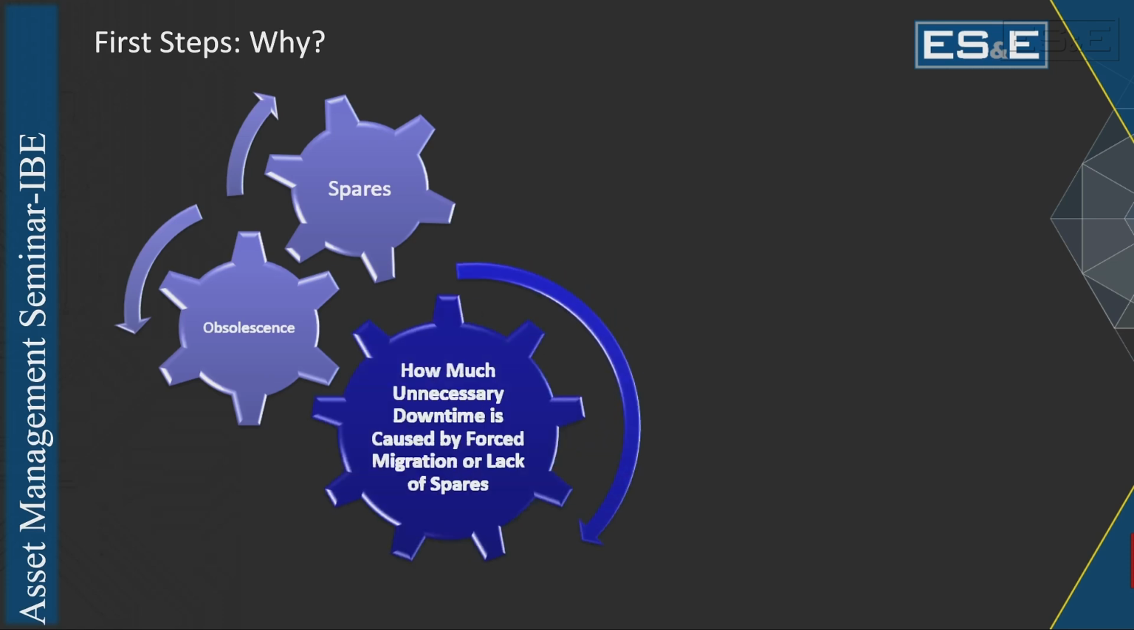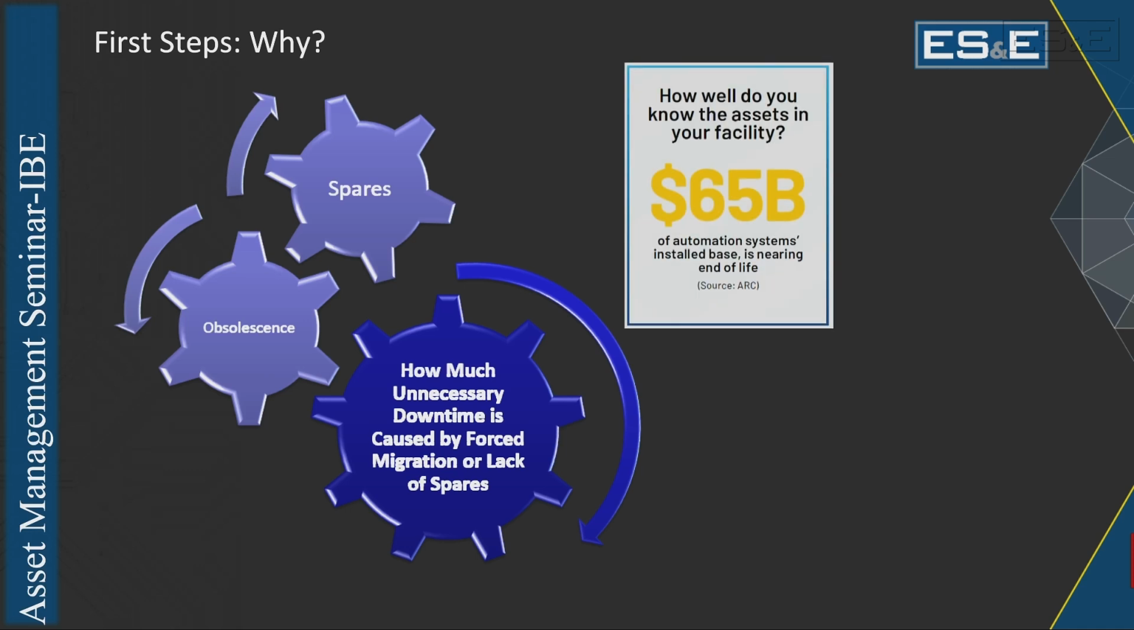And we always think about how much unnecessary downtime is caused by forced migration or your lack of spares, right? You're down longer because you're trying to find a solution. It just takes time. Instead of going to the storeroom, grabbing the part you need, putting it into service and getting back up and running, you have to take more time to figure things out. So, a little stat here: it's estimated that about $65 billion worth of automation systems are nearing their end of life status. End of life, in terms of what we'll talk about today, means a discontinue date has been announced, and once it's discontinued, you can't buy those items anymore.